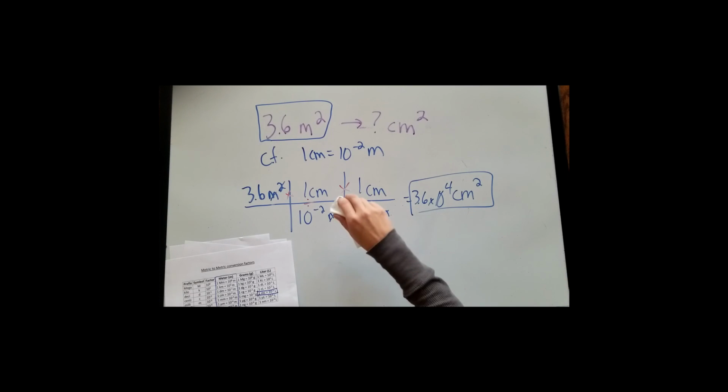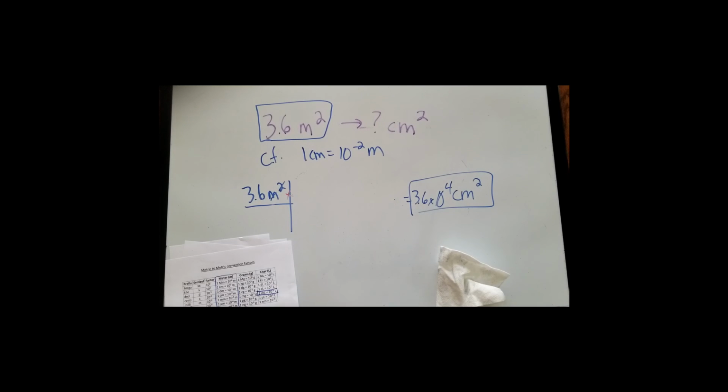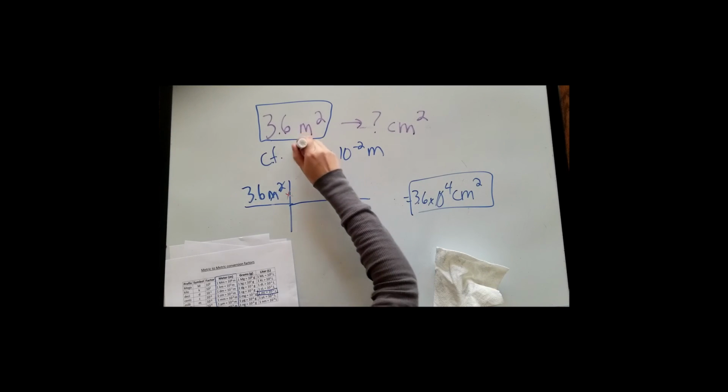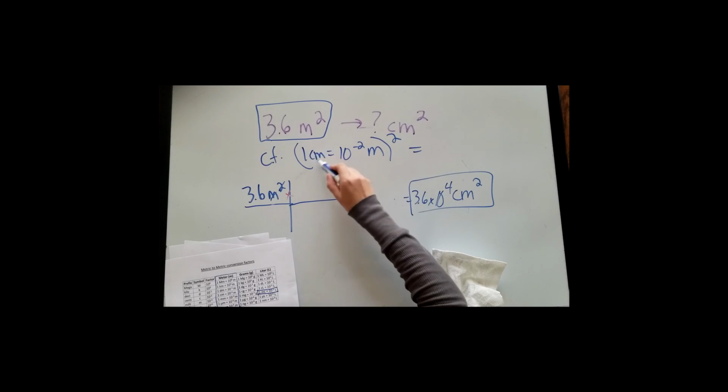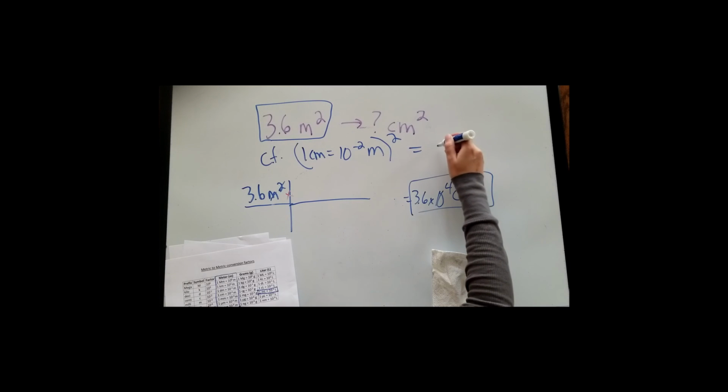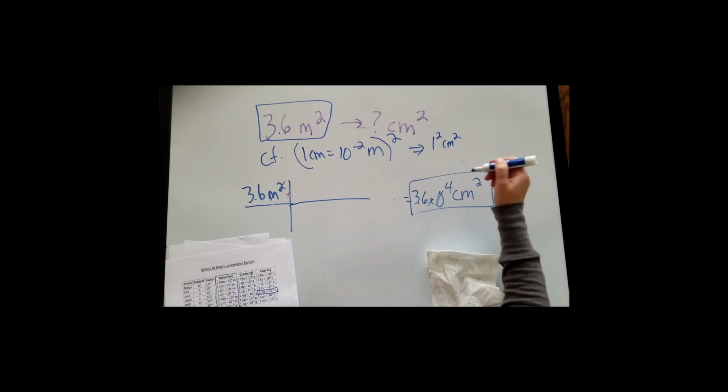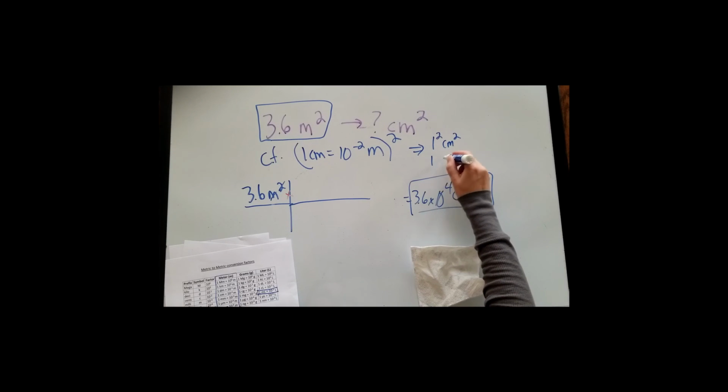So the other way you can do this, if you don't want to put the conversion factor there twice, is you can square the conversion factor before you use it. So what do I mean by that? Take this and square it. So when you square it, that means you need to square not only the units, but the numbers. So what I'm doing is I'm taking 1 squared centimeter squared. So 1 squared is just 1.